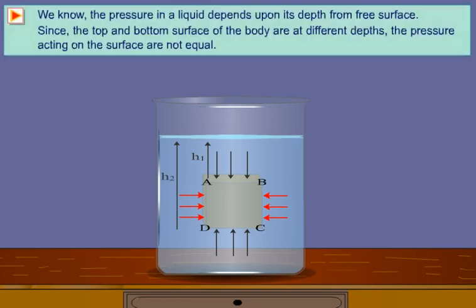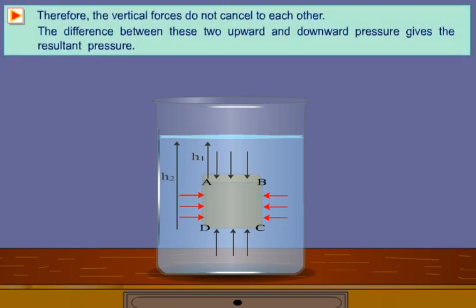We know the pressure in a liquid depends upon its depth from the free surface. Since the top and bottom surfaces of the body are at different depths, the pressures acting on the surfaces are not equal. Therefore, the vertical forces do not cancel each other. The difference between these upward and downward pressures gives the resultant pressure.